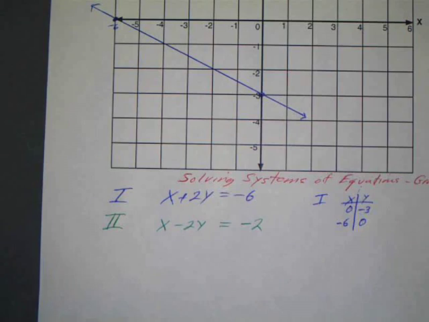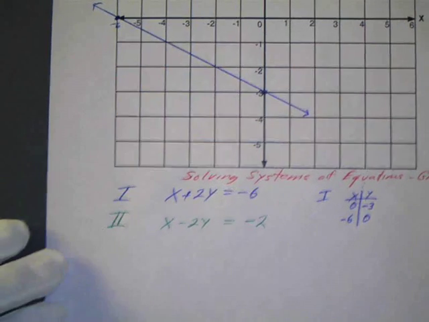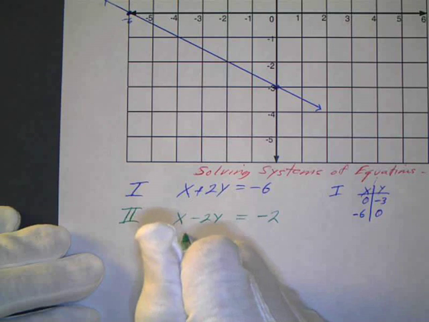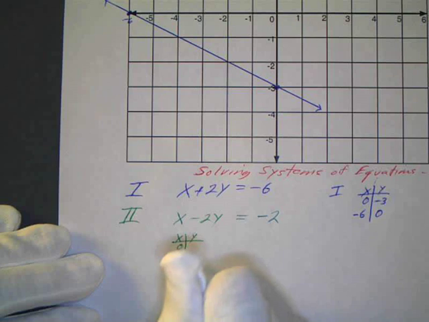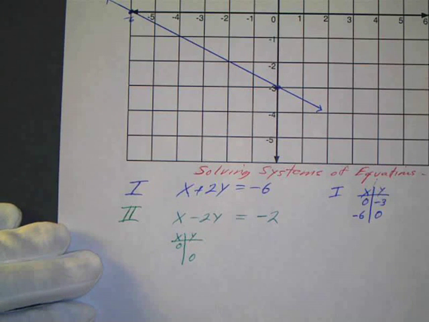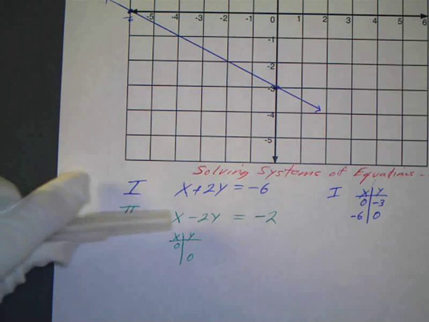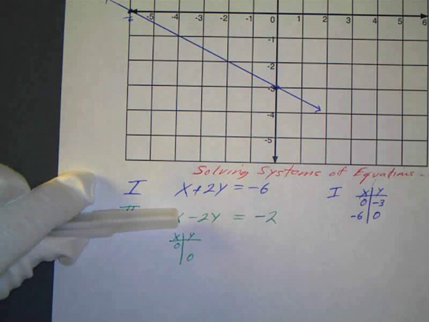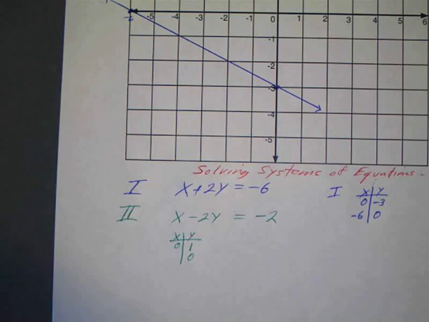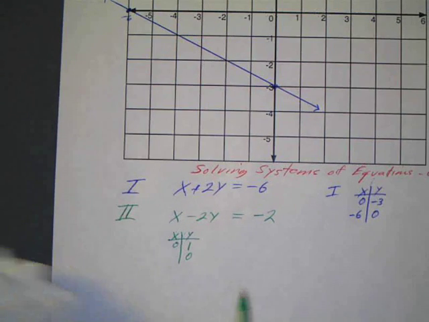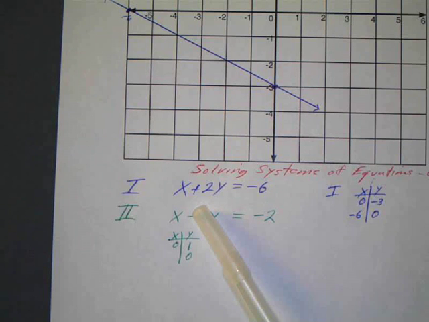Now let's take a look at equation number 2, and let's find some points for that. Again, we could just draw a mini t-chart here, x and y. When x is 0, I could just cover that up, and I see negative 2y equals negative 2, so y equals 1. And then when y is 0, I could cover that up, and x equals negative 2.